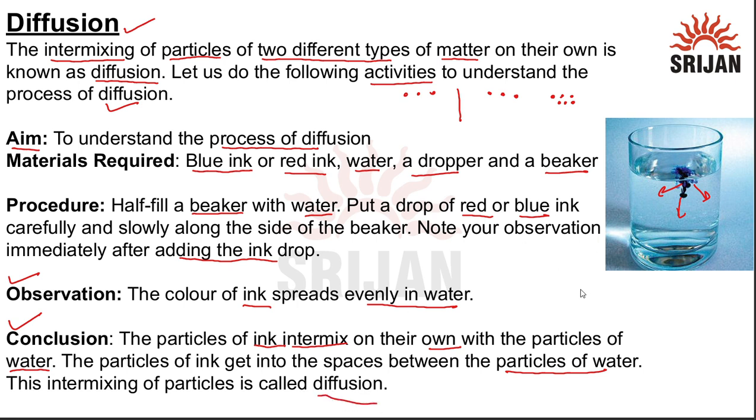Here the example given is liquid in liquid diffusion, right? As we know, ink is in the liquid state and the water is also in the liquid state. So from here we see how a liquid intermixes or diffuses into another liquid, and this process is known as diffusion.